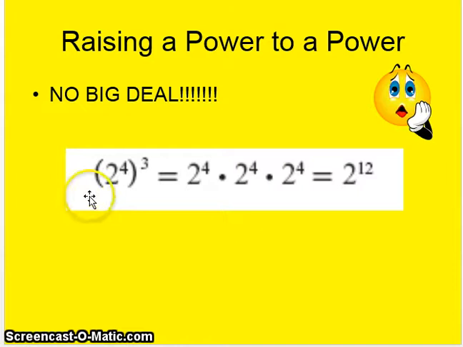For example, if we have 2 to the 4th power and we take it to the 3rd power, that means that we are multiplying 2 to the 4th 3 times, which is 2 to the 4th times 2 to the 4th times 2 to the 4th. Now notice that all these bases are like, so we can add their exponents. 4 plus 4 plus 4 is 12. So 2 to the 4th power taken to the 3rd power is 2 to the 12th power.